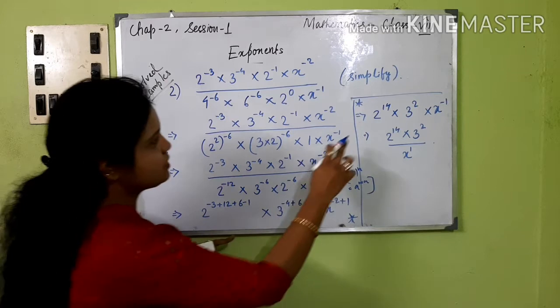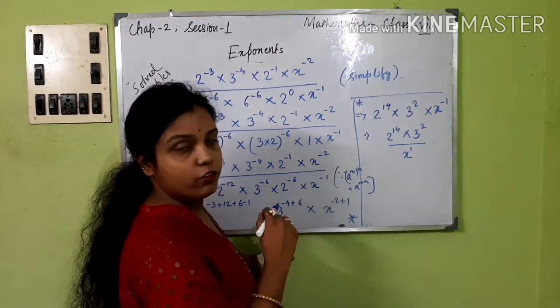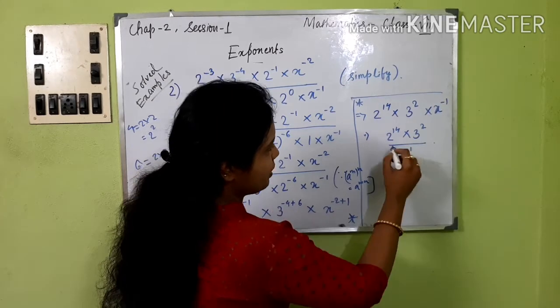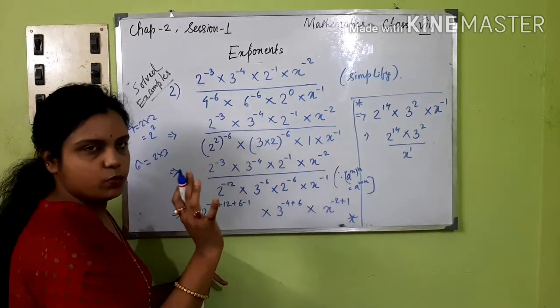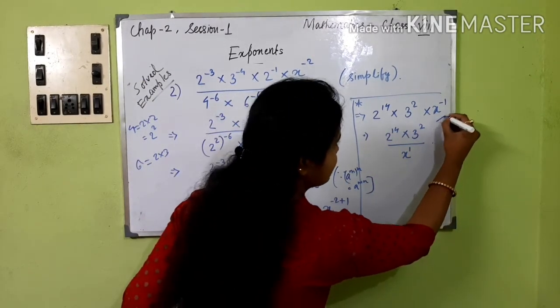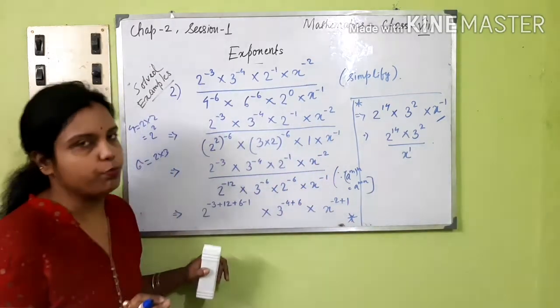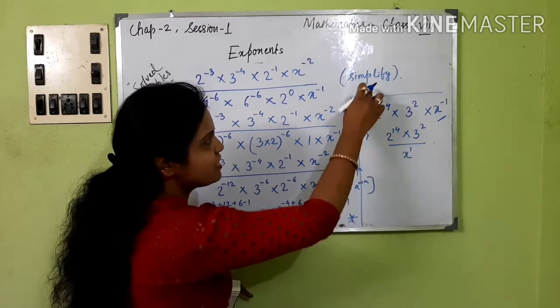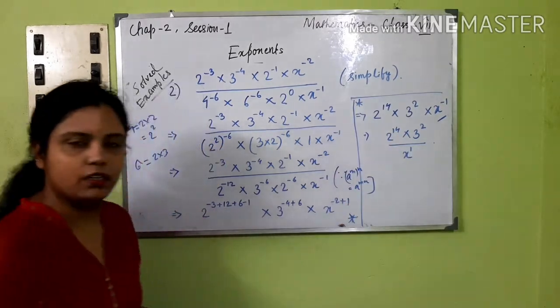calculate these powers and see what it is coming. Please be careful with the signs. 3 to the power 2 into x to the power minus 1. So I have just rearranged and written in this way. If we are writing this as the last answer, no problem, it's nothing wrong. Okay, that is also correct. But since it is said simplify, I have brought it to this particular step.